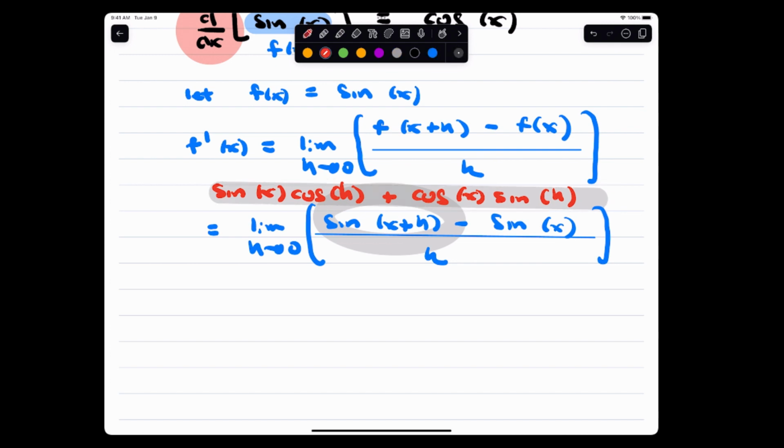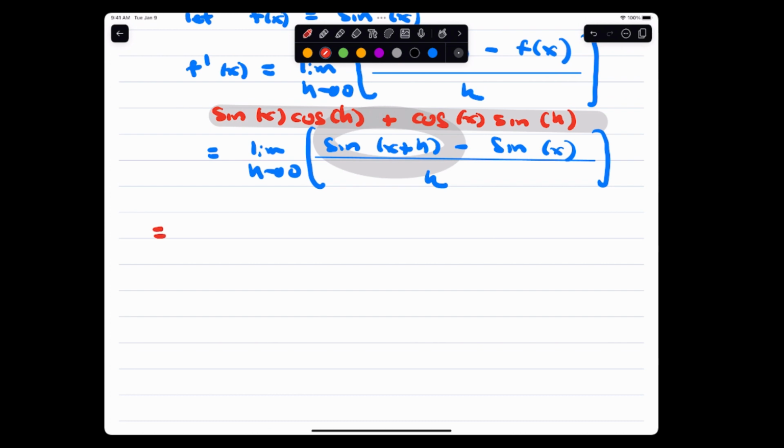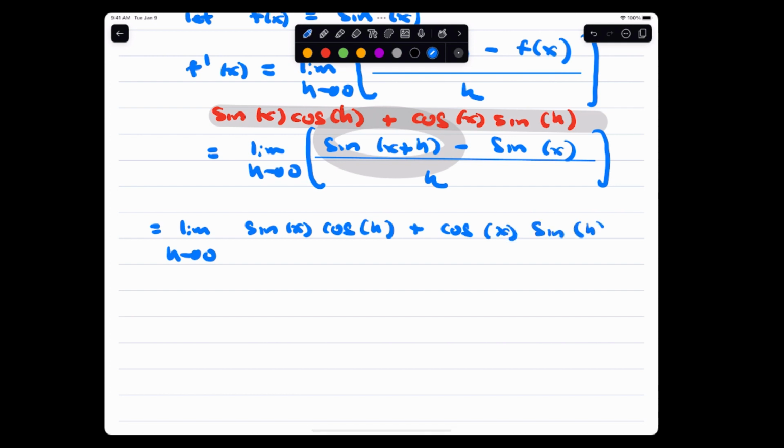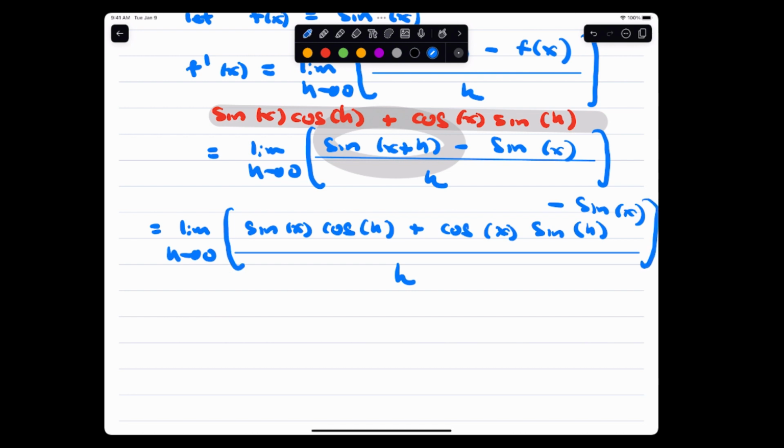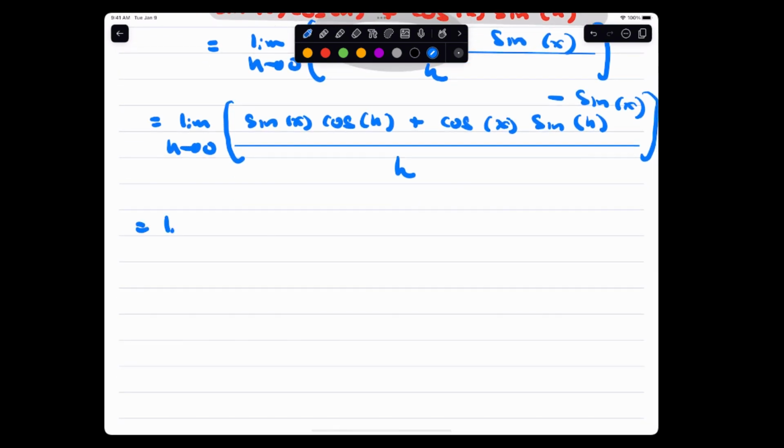As you can see, what's going to start to happen now is, I'm running out of space. So I'm going to put down sine x cosine h plus cosine x sine h minus sine x over h, and the limit as h goes to 0.